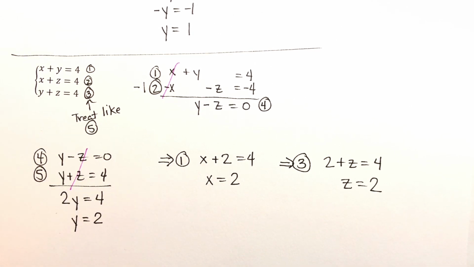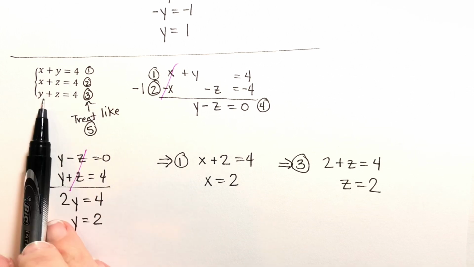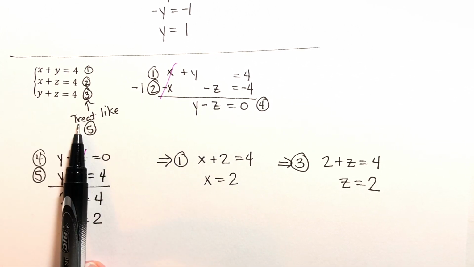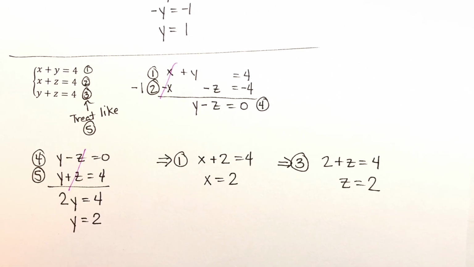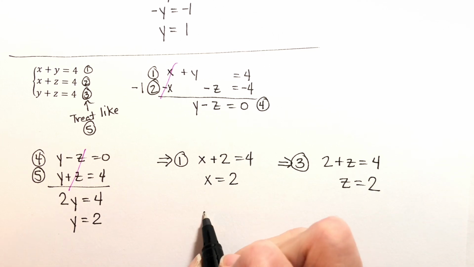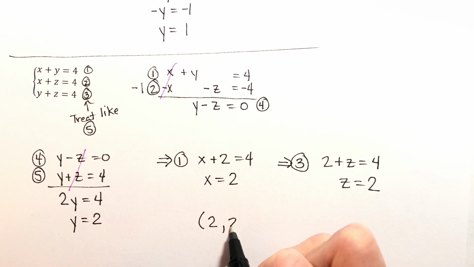Now this problem is very easy to check. All our values are 2, so all of these are 2 plus 2 equals 4. Absolutely easy to check. Your answer here is 2, 2, 2.